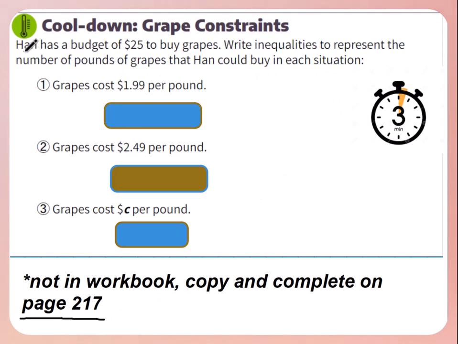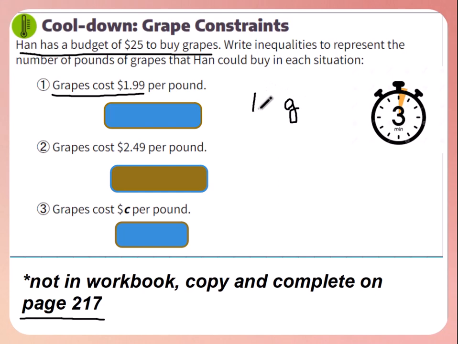All right, Han has a budget of $25 to buy grapes. Write inequalities to represent the number of pounds of grapes that Han could buy in each situation. If grapes cost $1.99 per pound, I'm going to use the variable G for grapes. You can use any variable you want, just make sure you write down what it represents.